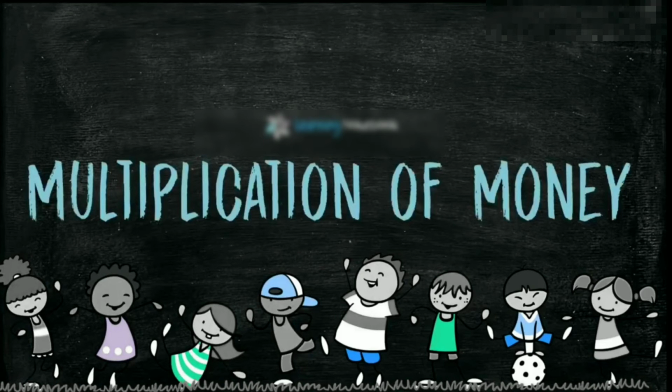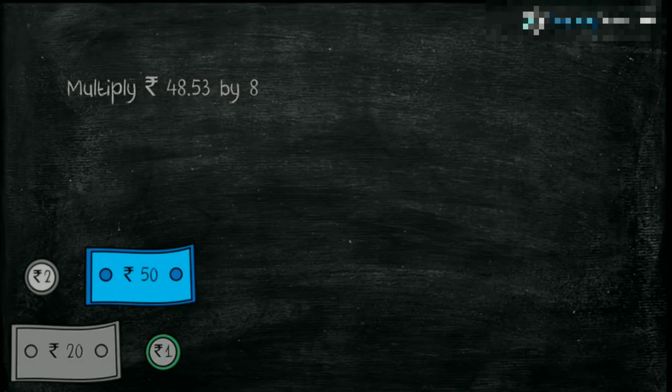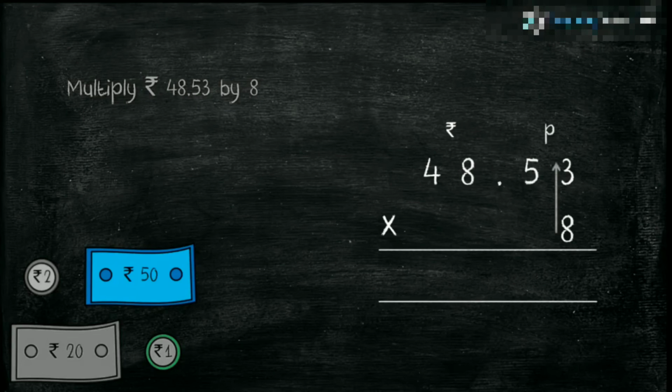Now students, let's do multiplication of money. Question is, multiply rupees 48.53 by 8. So students, let's multiply them. 8 into 3 equals 24, carry 2. 8 into 5 equals 40, plus 2 carry equals 42. Carry 4. Now, put the decimal in the answer.